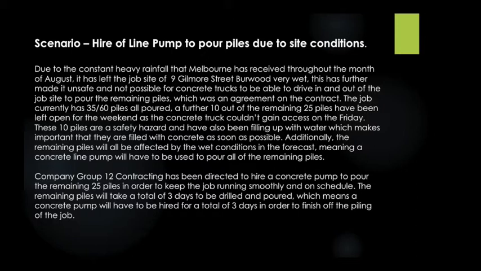Company Group 12 Contracting has been directed to hire a concrete pump to pour the remaining 25 piles in order to keep the job running smoothly and on schedule. The remaining piles will take a total of 3 days to be drilled and poured, which means a concrete pump will have to be hired for a total of 3 days in order to finish off the piling of the job.